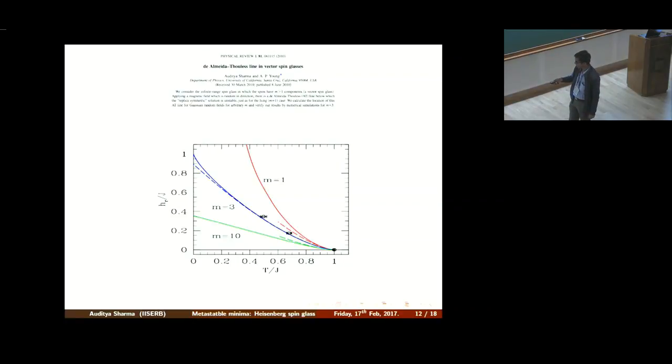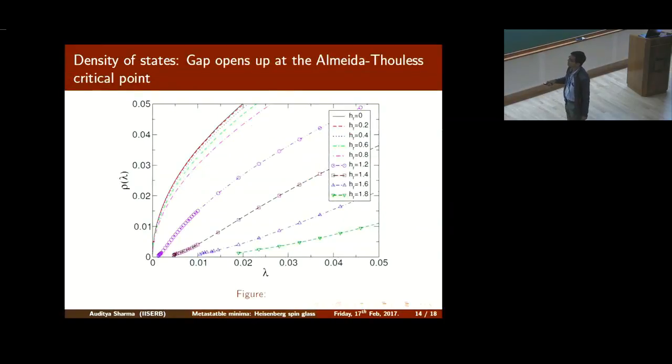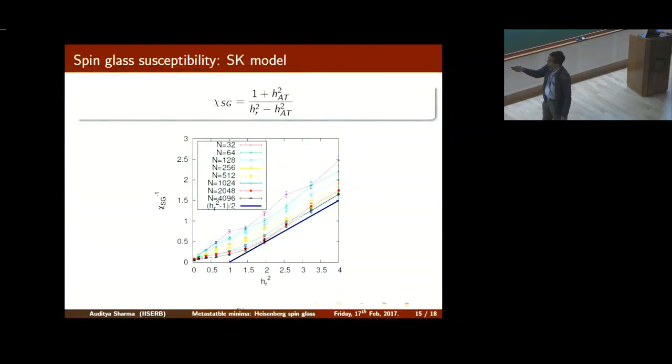Another of our findings is that when you study the density of states of the Hessian, it turns out that at the critical value of the field, H_R equal to 1, a certain gap opens up. You cannot see it very well here, so I have zoomed in on that part of the curve, and you see that at exactly H_R equal to 1 there is a tiny gap which opens up. That is also one of the findings of this work: this could be a way to identify a critical point in models where one cannot do analytical work.